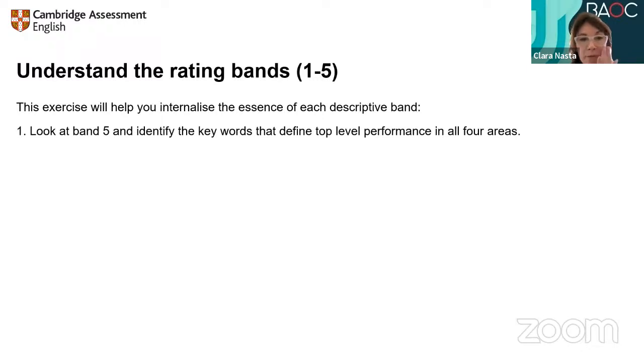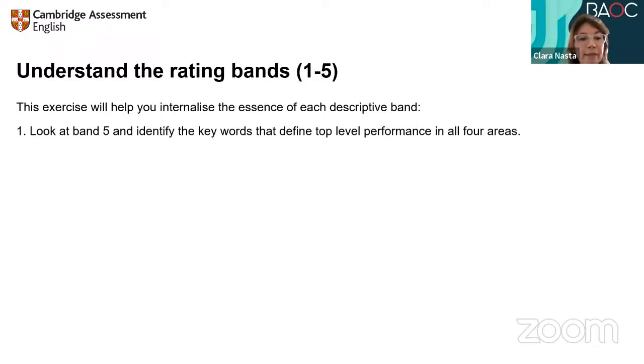Now, another thing that we have to understand very well in order to be able to apply the assessment criteria, both for B2 and C1, considering the differences in levels, is being able to read with a critical eye the descriptors, the 1 to 5 bands for each area. Maybe you are already familiar with this. You have already done this exercise of, well, look at band 3, which is standard performance for the level, and look also at band 5 and underline or identify keywords that make the difference between a 3 and a 5.